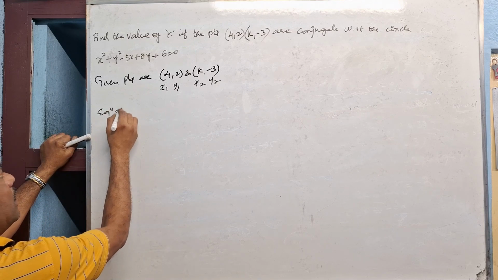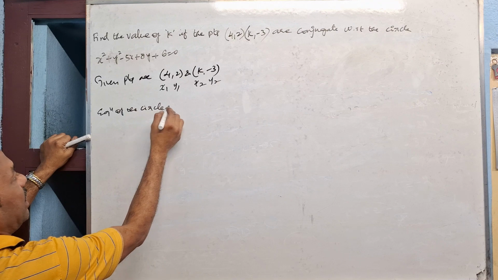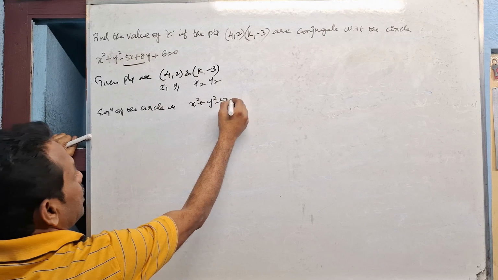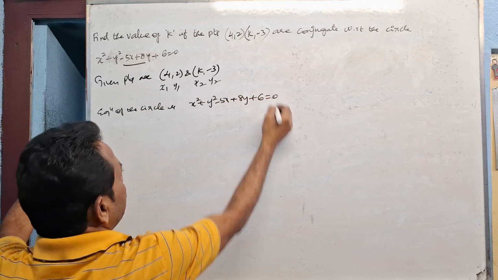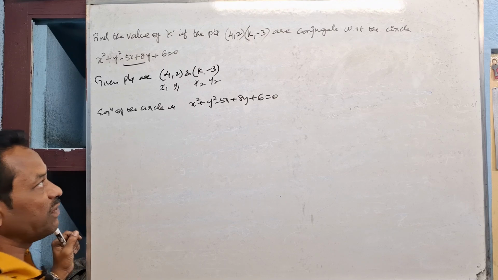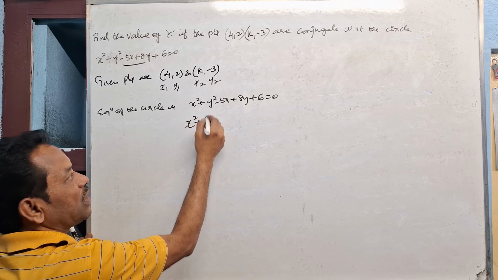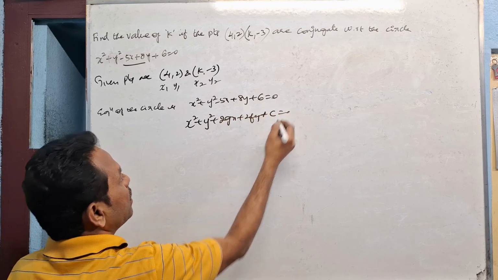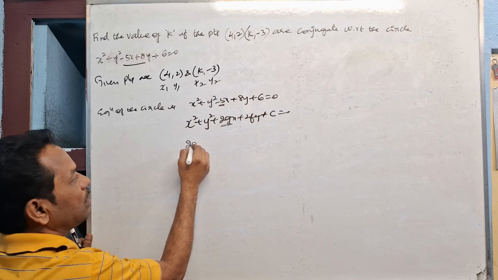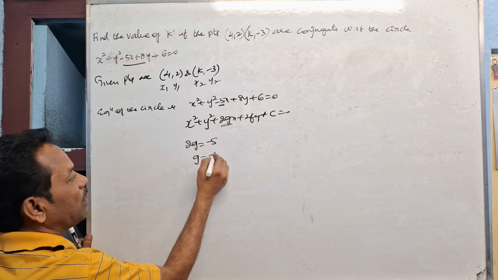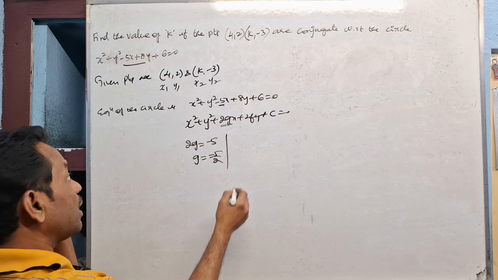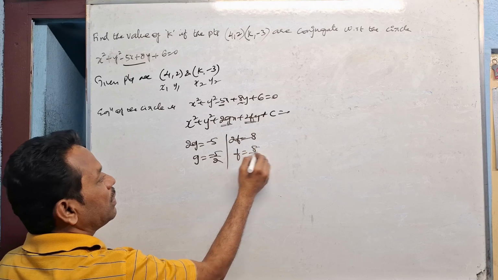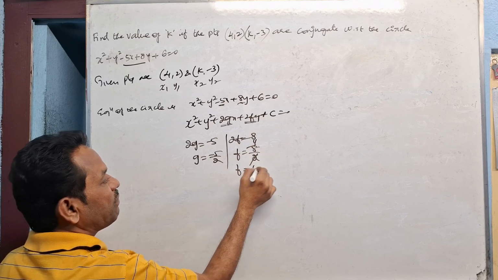The equation of the given circle is x square plus y square minus 5x plus 8y plus 6 equal 0. Let me compare this with the general form of circle, x square plus y square plus 2gx plus 2fy plus c equal 0. Now you'll get 2g equal to minus 5, g equal to minus 5 by 2. So here 2f equal to 8, f equal to 8 by 2, which is 4. f equal to 4 I'll get.